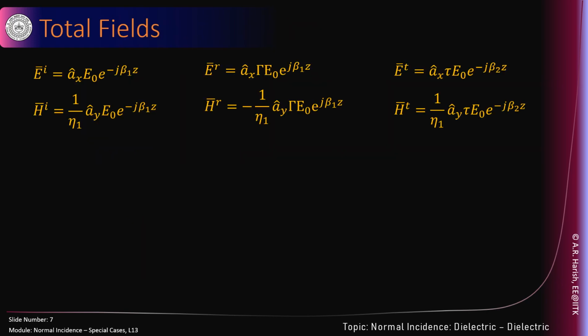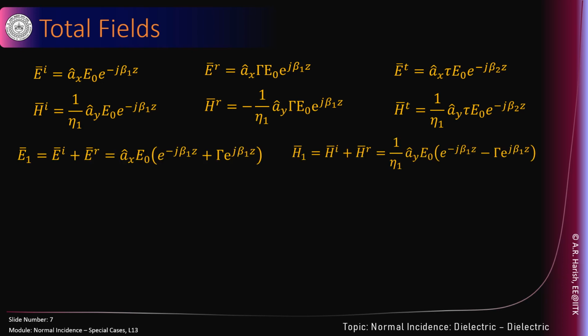Let's calculate the total field. We know EI, HI, the incident fields, ER, HR, the reflected fields, and ET, HT, the transmitted fields of the waves. That's perfectly fine. So what is E1? It is the total electric field in region 1, which is equal to EI plus ER. So just add them up. Similarly, H1 is HI plus HR, add them up.